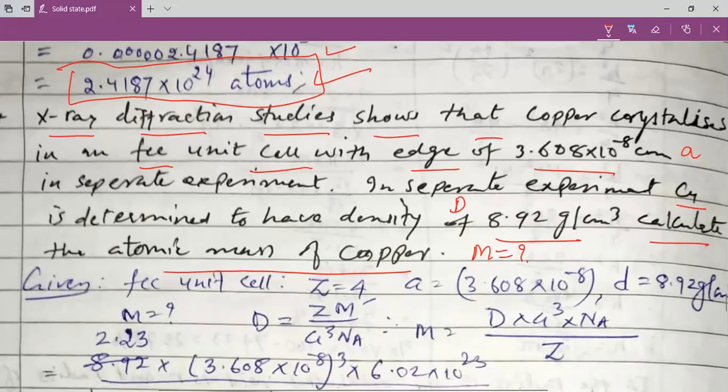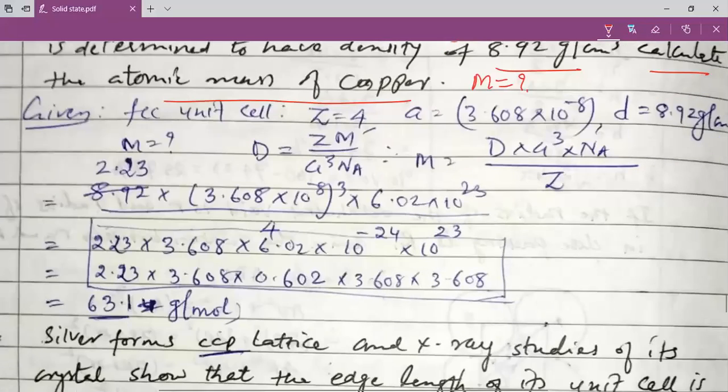This kind of question is very simple to solve. We are given FCC, that means Z is equal to 4. We need to calculate the value of M. We have the formula D is equal to Z into M divided by A cube by Na. We are given the value of A and we know the value of Na. Therefore, M is equal to D into A cube multiplied by Na divided by Z. The density that we are given is 8.92, so we write 3.608 × 10^-8 cube, which is the value for our A.